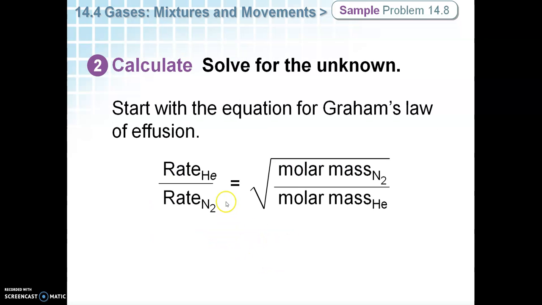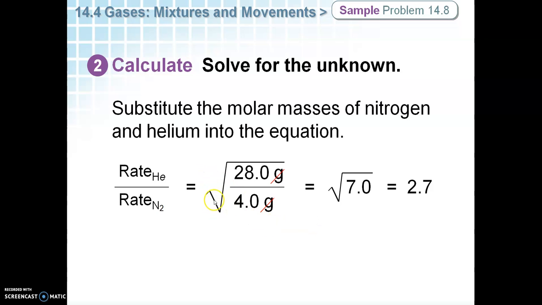And now we can plug into this equation. Rate of gas A, helium, over rate of gas B, nitrogen, is the square root of the molar mass of B, nitrogen, over molar mass of A, helium. Don't forget to flip your molar masses. If you're doing helium over nitrogen for the rate, the molar masses are flipped upside down, nitrogen over helium. So you plug in the 28 for nitrogen and the 4 for helium, divide them, and square root. And here they show that. Rate of helium over rate of nitrogen equals square root of nitrogen's mass over helium's mass.